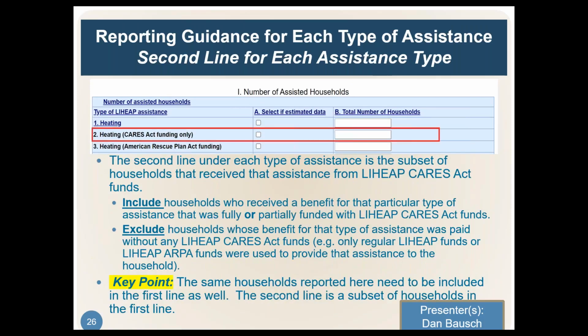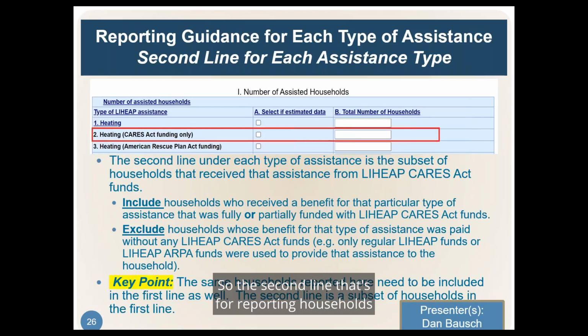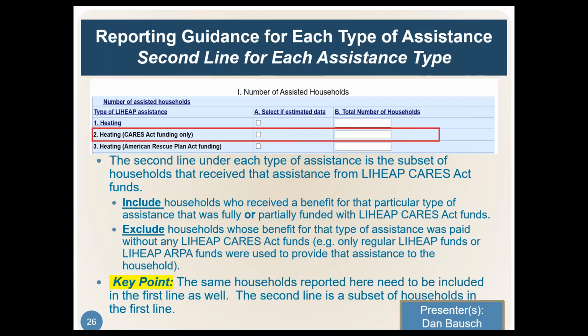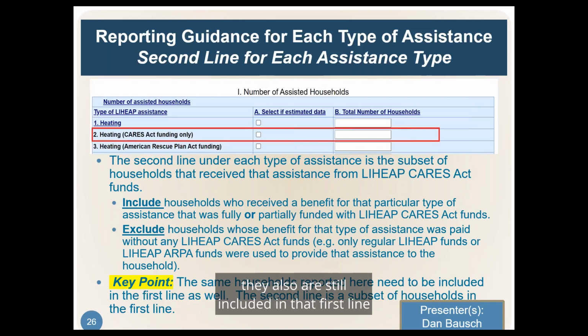Next slide. So the second line, that's for reporting households that are in the subset that received CARES. For this slide, the real key point is that these households that you break out as having received CARES and report, they're not only reported on this line, they also are still included in that first line, because that first line is a total across all funding sources. So line 2 is a subset of line 1.